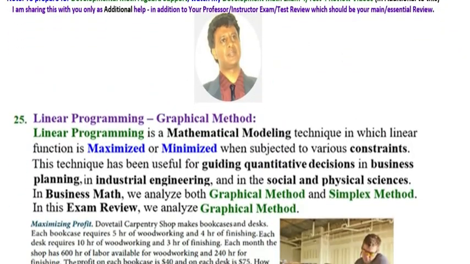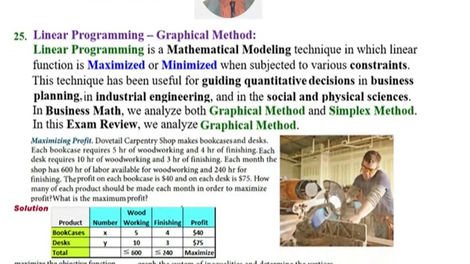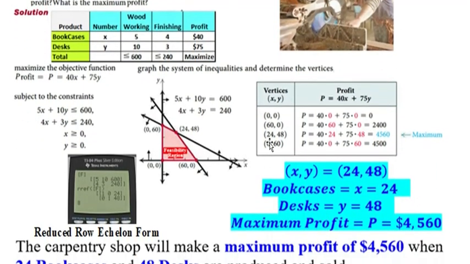Number 25, we solved linear programming by the graphic method, and we used a matrix system to solve this corner, which is 24, 48. We created a matrix called F. For x, 5, 4. For y, 10, 3. Augmented with 600, 240. And when we did RREF, we got 1, 1 in the diagonal, 0 above the diagonal, 0 below the diagonal, which is x equals 24, y equals 48, which is this point.